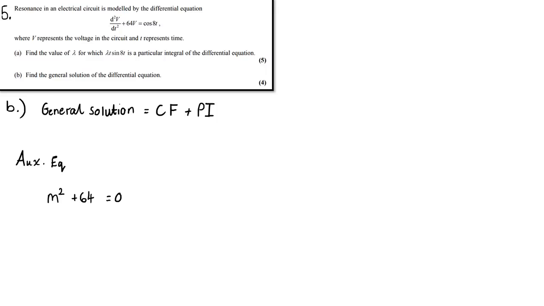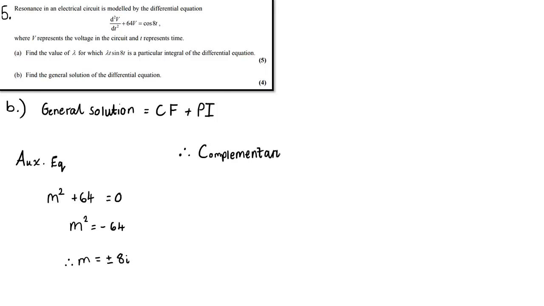Now what we need to do here is go on to solve for m. So in this case, we'd subtract 64 off both sides, so I get m squared is equal to minus 64. And from here now, this would give us a complex solution because it's equal to minus 64, so therefore m is going to be equal to plus or minus 8i. Okay, so we've got the value of m. Now we just want the complementary function. So for the complementary function here, we just write this out in full.